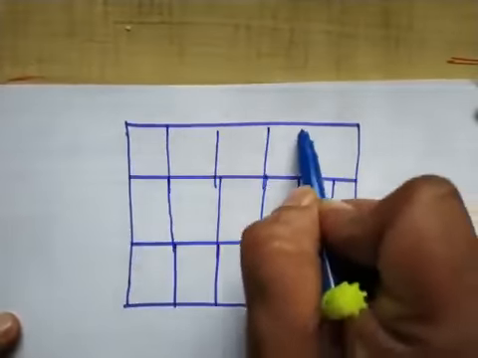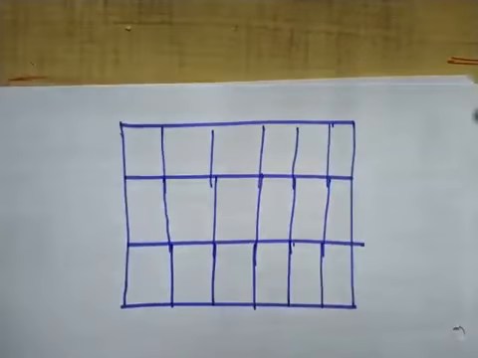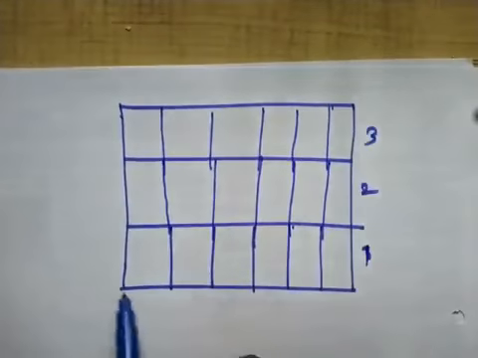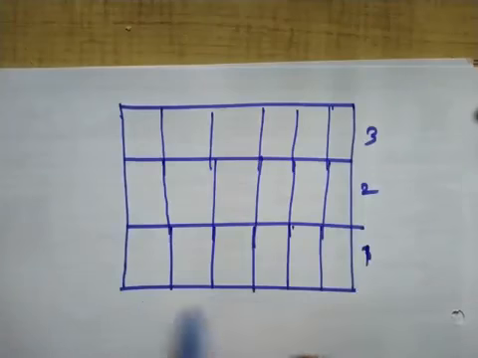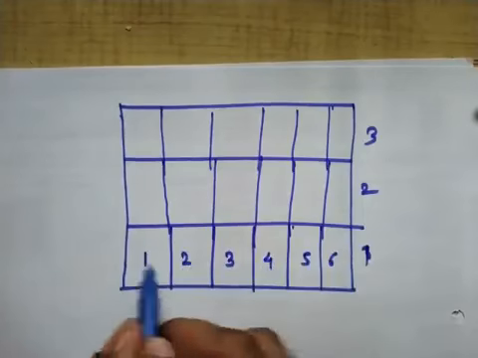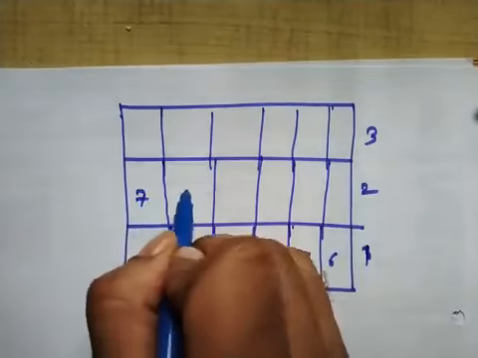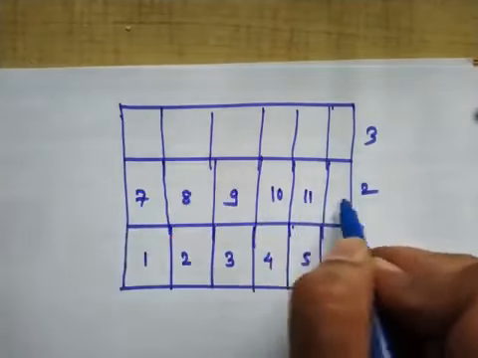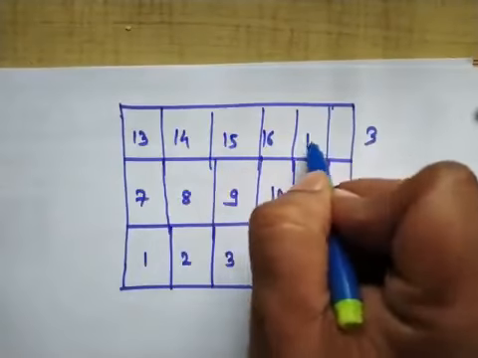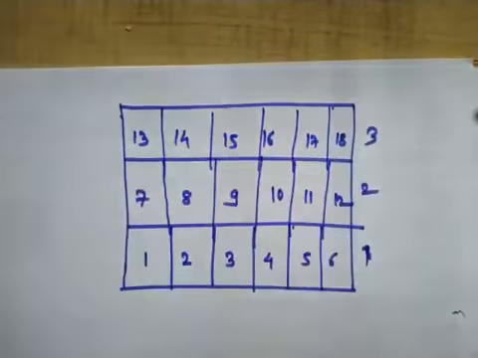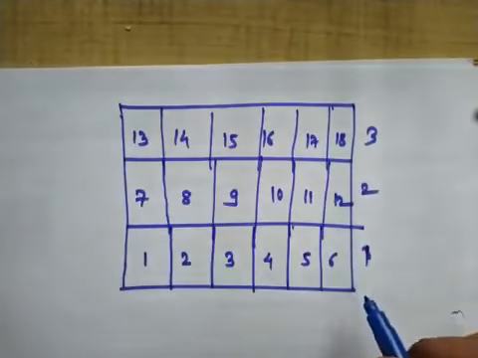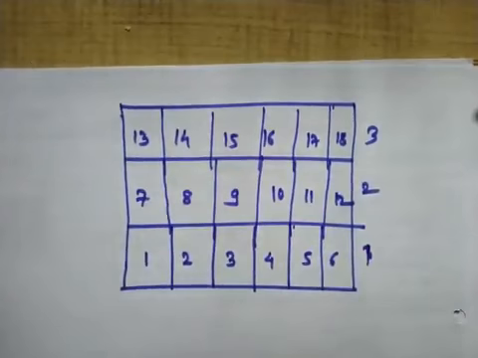So this is the diagram of an apartment having 3 floors, 1, 2, 3, and each floor having 6 flats. So 1, 2, 3, 4, 5, 6, then 7, 8, 9, 10, 11, 12, 13, 14, 15, 16, 17 and 18. These are the flat numbers of that apartment.